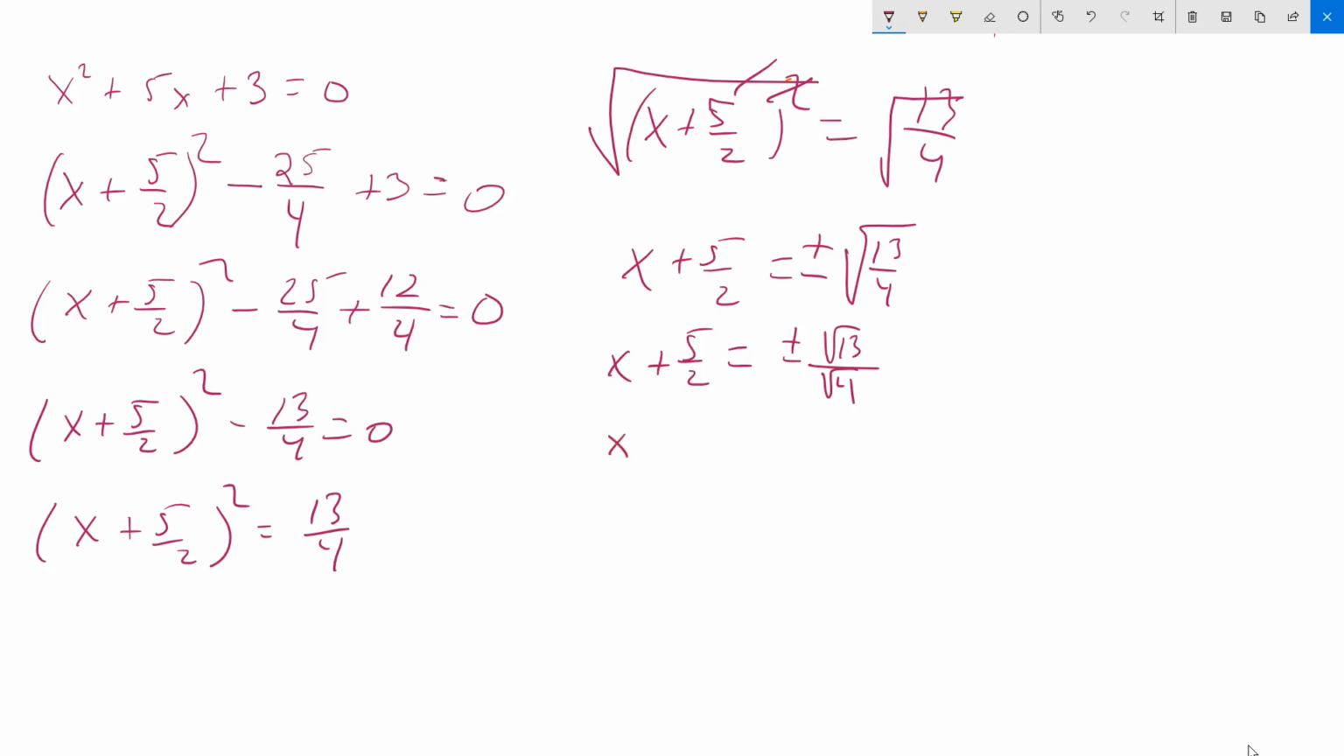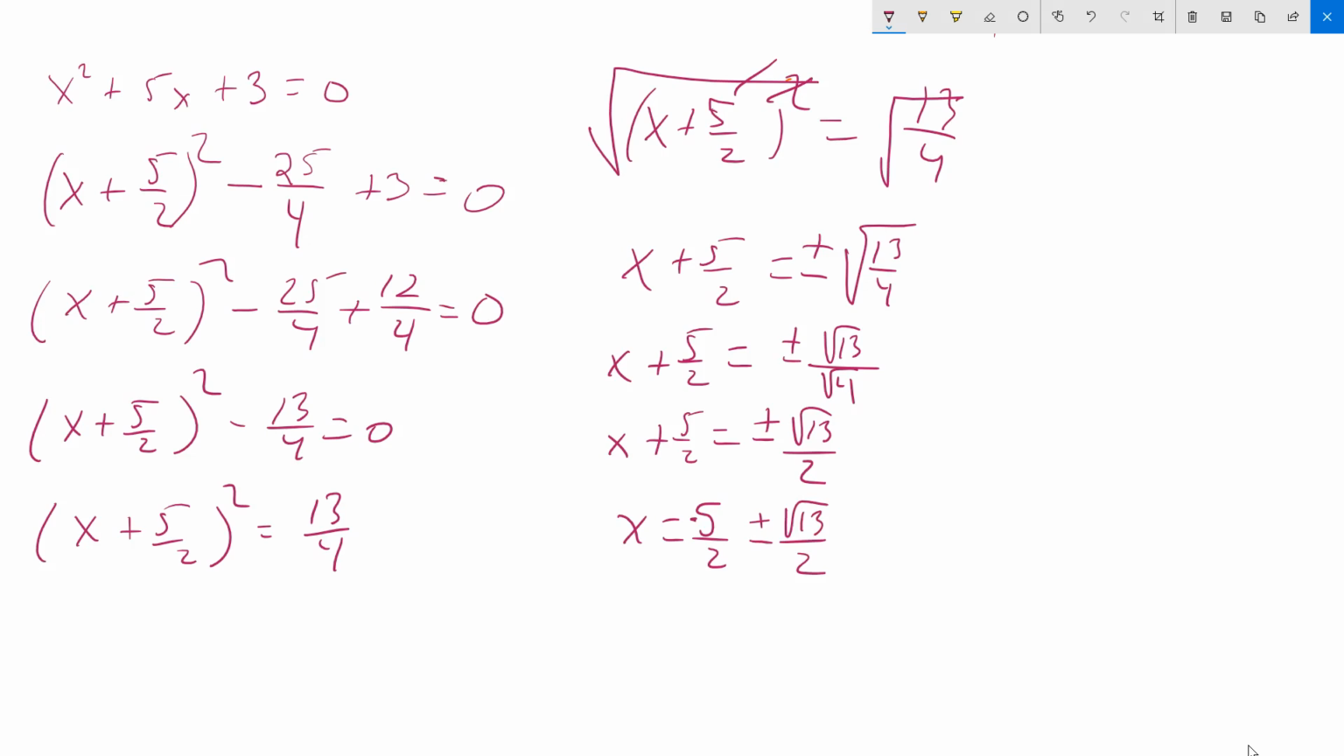Then after that, I'm going to have the following here. x plus 5 over 2 equals plus or minus the root of 13. The root of 13 is a messy quantity, so we'll leave it in that form. But in the bottom, I'm going to take the root of 4 to get 2. And then I take the 5 halves from the left side, where it's being added to the x, and move it to the right side with subtraction. So x will look like negative 5 halves, plus or minus the root of 13 over 2.